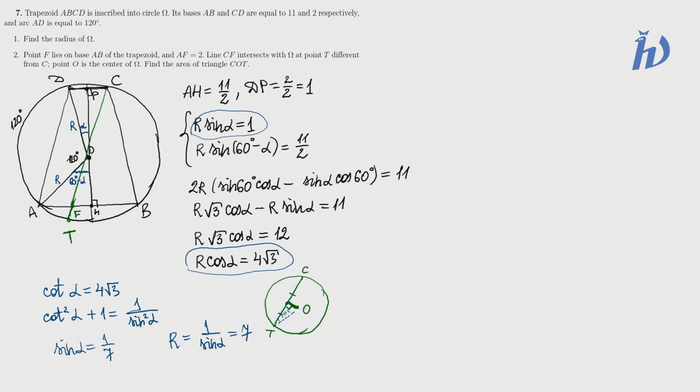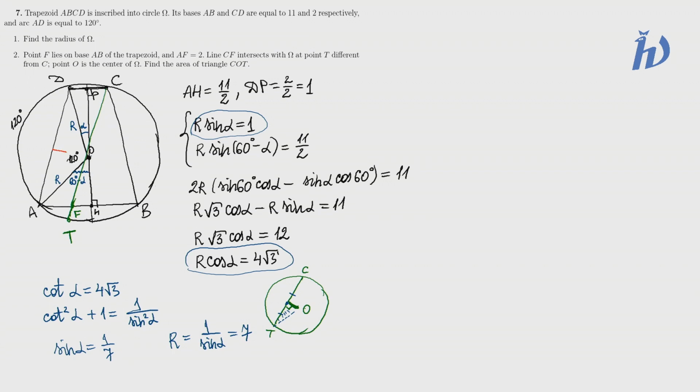But first, let us notice that, in fact, quadrilateral CFAD is a parallelogram. Why does it happen this way? We know that CD and AF are parallel to each other as they are bases of the trapezoid, but it is also given in the task that AF is 2 and CD is also 2. And therefore, the opposite sides, AF and CD, of our quadrilateral are parallel and equal to each other. And it implies that AFCD is a parallelogram.